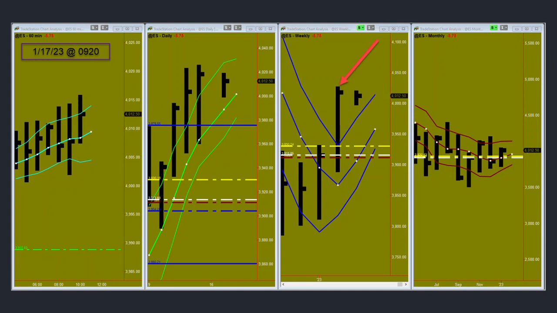So using this weekly time focus, there are three things that I can guarantee are going to happen. There's going to be a high, there's going to be a low, and there's going to be a close. Other than that, we don't know for sure where those highs and lows and where that close is going to be. That's where the higher time period and the lower time period come into play.